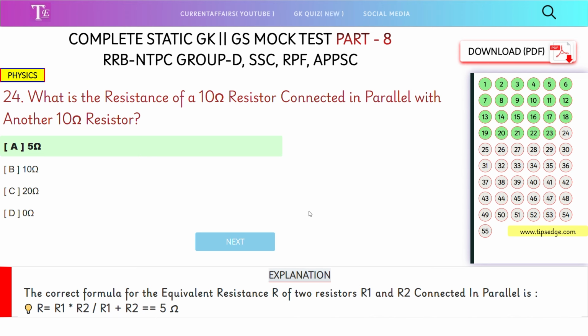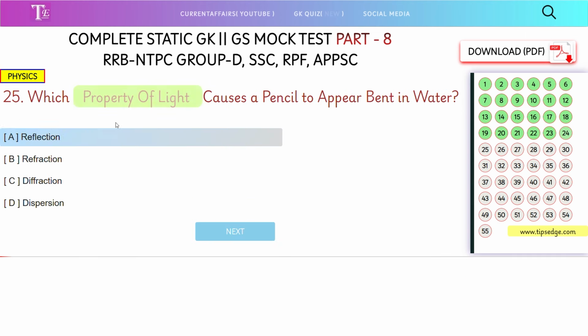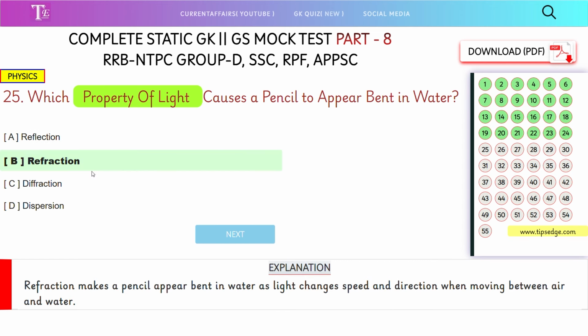Now moving to the 25th question. Which property of light causes a pencil to appear bent in water? Answer: refraction. Refraction makes a pencil appear bent in water as light changes speed and direction when moving between air and water.